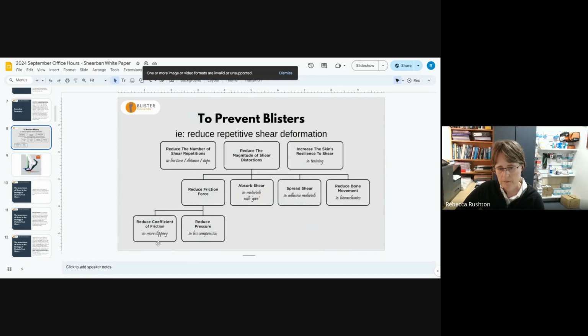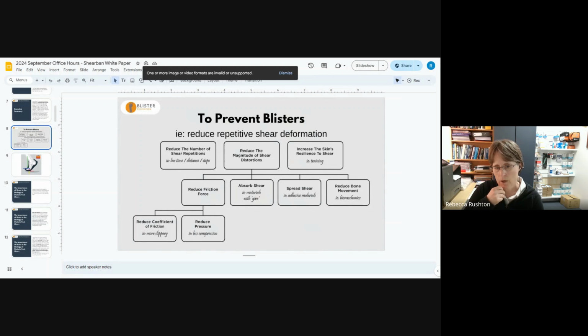Now, when it comes to blisters, we can use lubricants. We don't really do that with diabetic foot ulcers. It's not practical. We can maybe use armor skin socks when it comes to blisters, but that's not really a good option for diabetic foot ulcers.